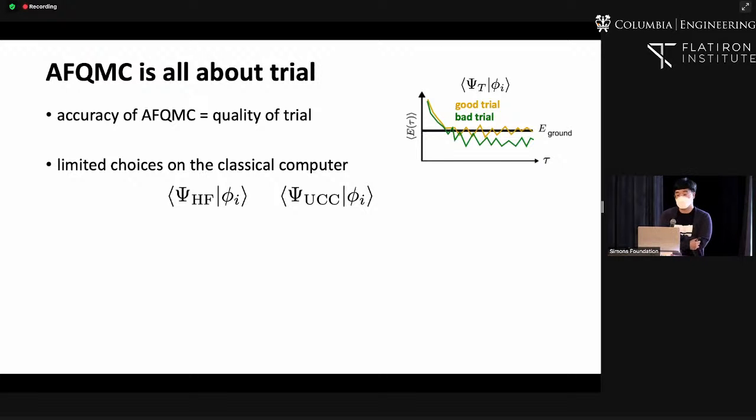Other options such as complete active space type wave functions are exponentially expensive because there are exponentially many determinants to enumerate. So if you were to also do something like a unitary coupled cluster wave function as a trial wave function, the evaluation of this overlap is exponentially expensive with system size. So we are really limited to just the Hartree-Fock trial wave function if you were to use the classical computer alone.